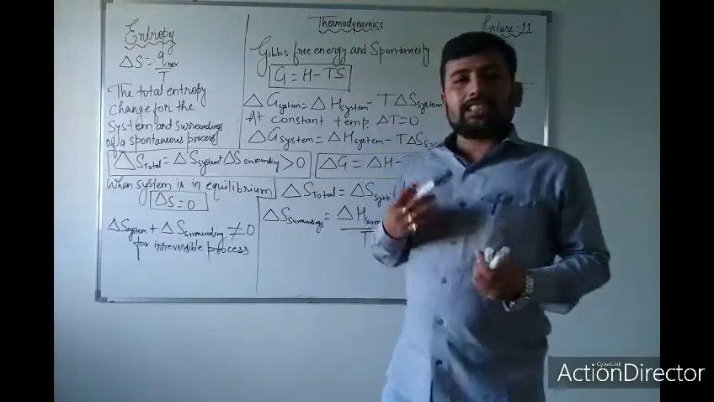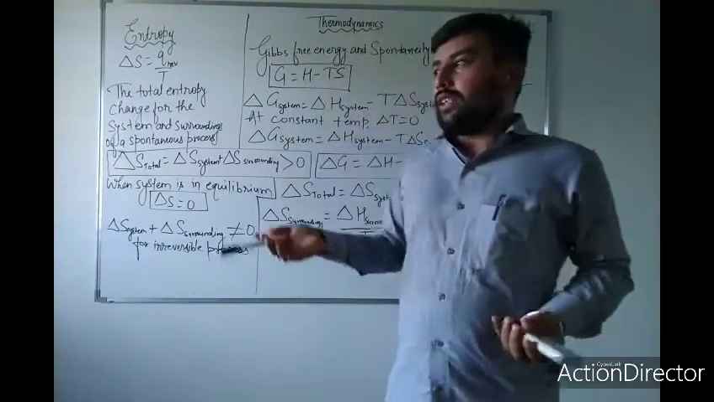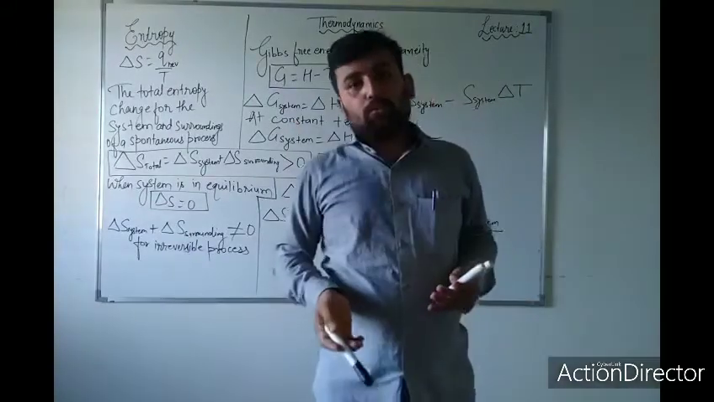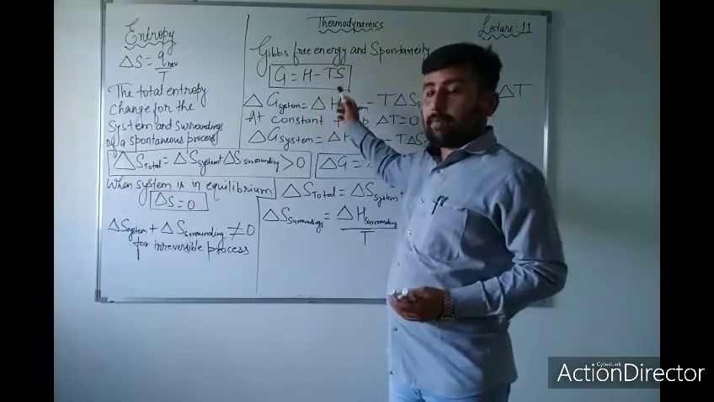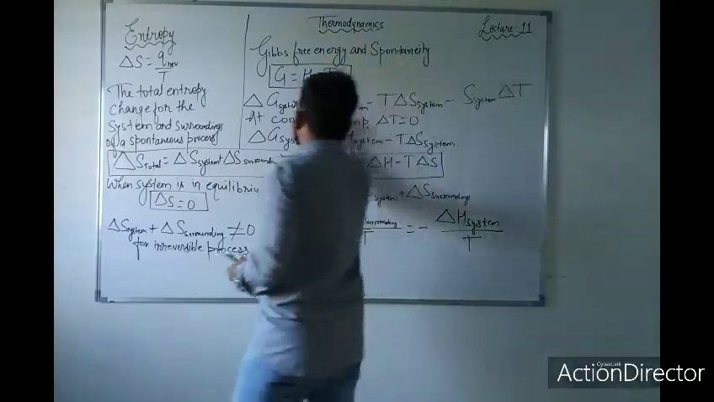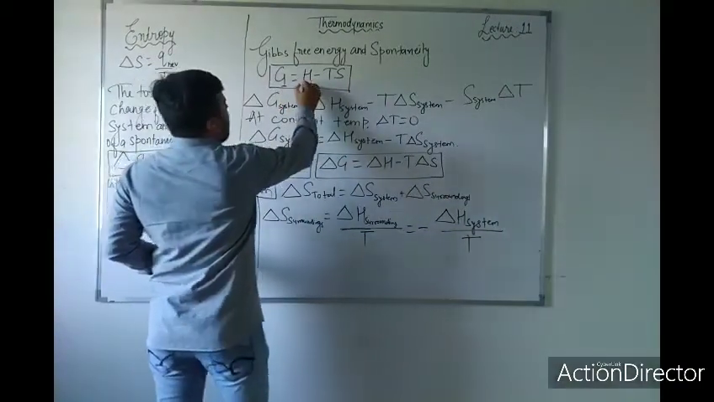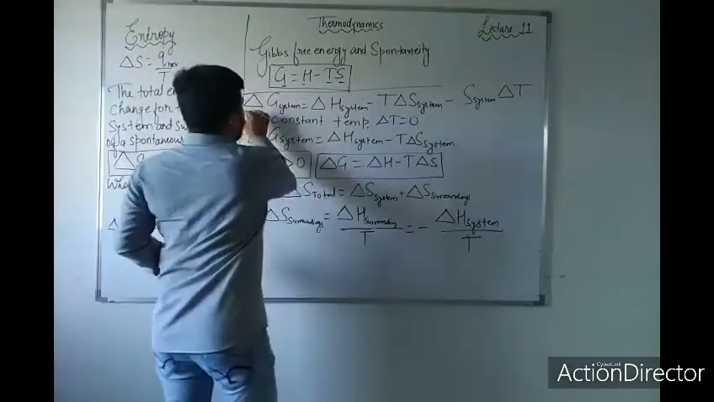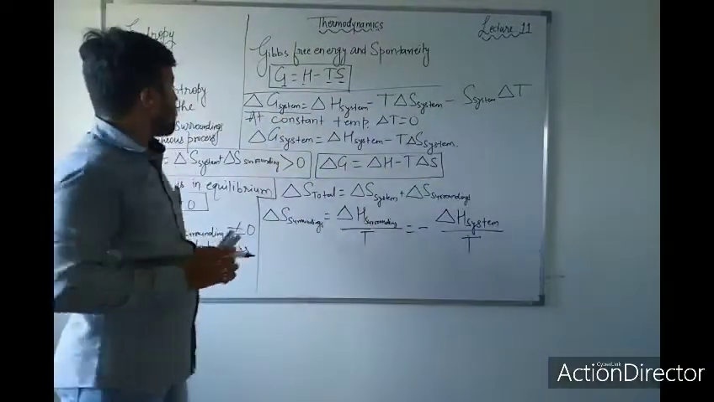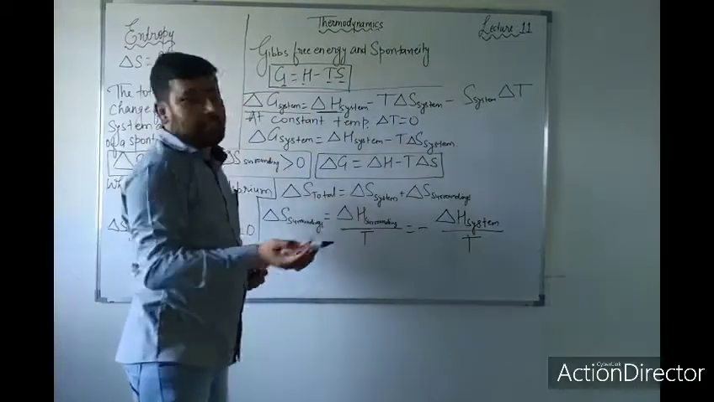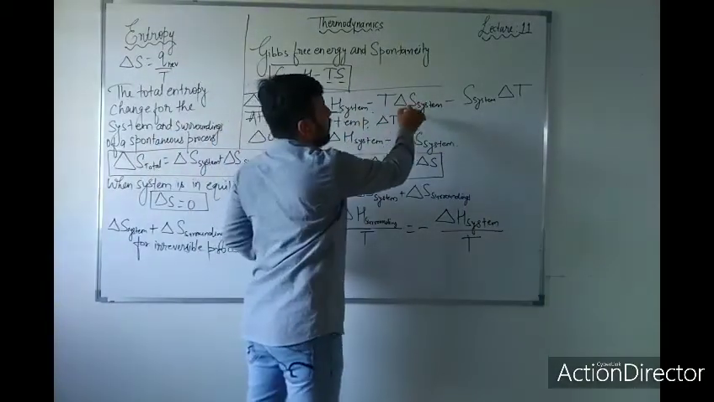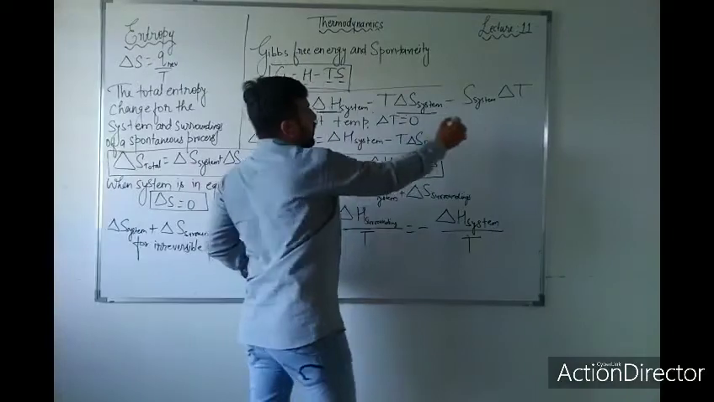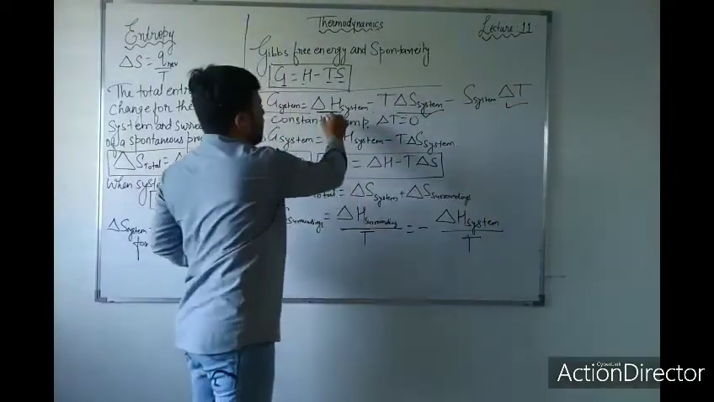Now, Gibbs free energy is an extensive state function, an extensive property in thermodynamics. Here G is the Gibbs free energy, which is equal to the heat change minus the temperature into entropy. This is Gibbs energy, this is your heat, this is temperature, and this is entropy. So when we talk about the system, delta G system, that is the Gibbs energy change in the system, is the change in heat in the system minus temperature into change in entropy, minus the change in entropy into delta T.